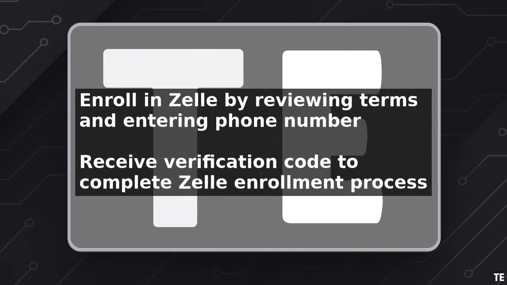To receive money, the sender must have your US mobile phone number or email address enrolled with Zelle. You will receive a notification when the money is sent, and it will be deposited directly into your Citizen Bank account. You can also request money from someone by tapping the Request Money tab and entering their US mobile phone number or email address.